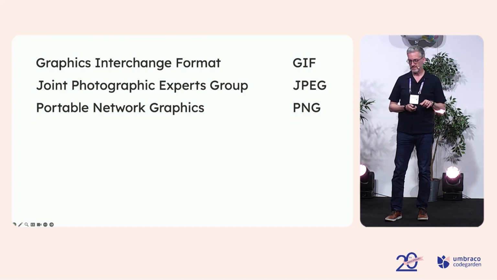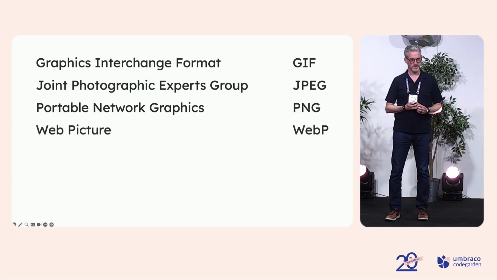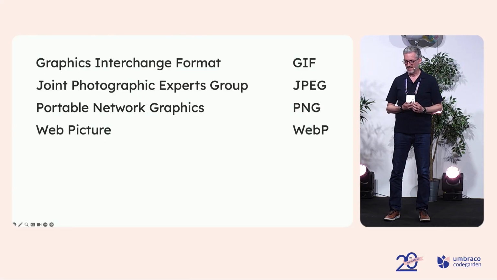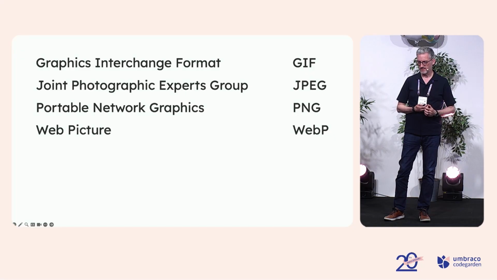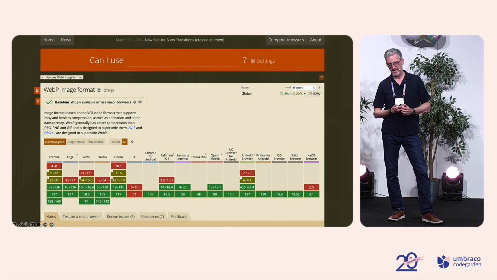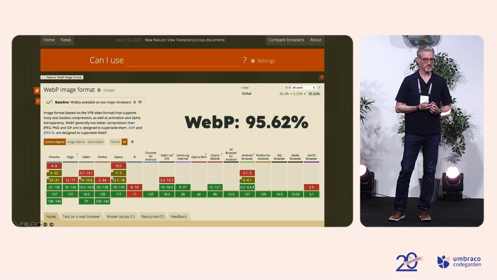But there are newer formats around, and we think of WebP as a new format. But did you know that's 15 years old now, WebP? So that's been around a while. So that's definitely something we can make use of. If we have a look at Can I Use, then WebP is available for 95.62% of users. So we need a fallback for that 4 and a bit percent, but we should definitely be looking at using this.